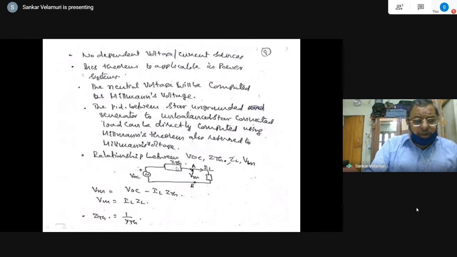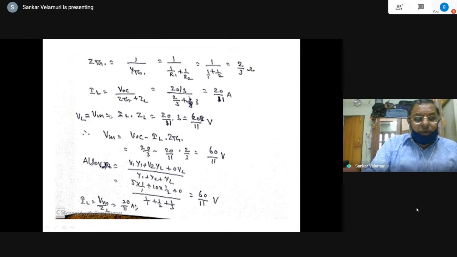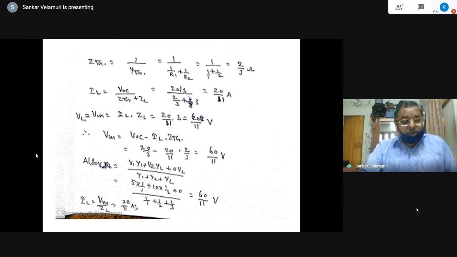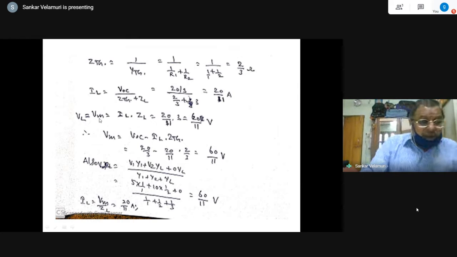This is straightforward. VOC by Z Thevenin plus ZL is the load current. Right? Open circuit voltage you have to find, because this includes the load condition we are talking about. Open circuit voltage is when we are removing the load. With the load, the voltage being considered is also referred to as the Millman's voltage, direct computation, IL into ZL. So 20 by 11 into 3 is 60 by 11. That is the difference between the open circuit voltage and the Millman's voltage. So Millman's voltage is equal to VOC minus IL into Z Thevenin.